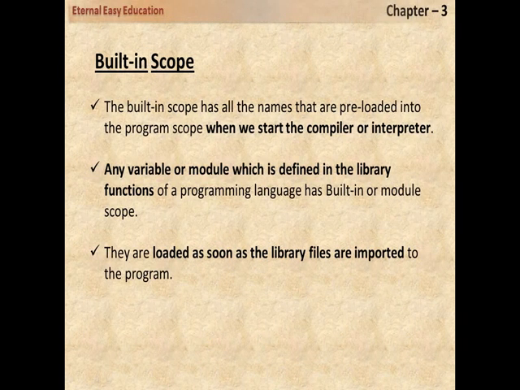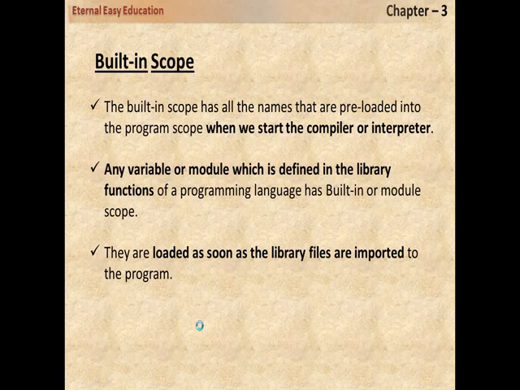Now come to the another scope, built-in scope. It has all the names that are preloaded into the program scope when we start the compiler or interpreter. Any variable or module which is defined in the library functions of a programming language has built-in or module scope. They are loaded as soon as the library files are imported to the program.